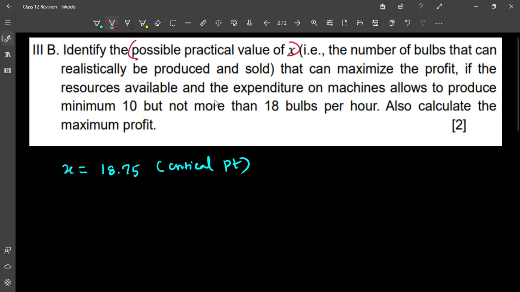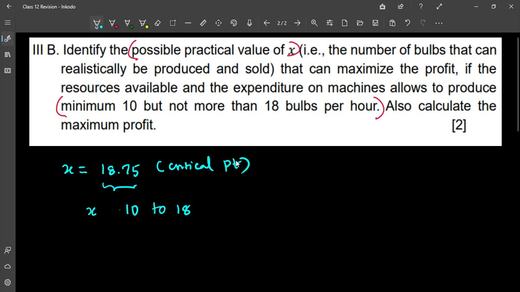The resources available and the expenditure on machines allows us to produce a minimum of 10 but not more than 18 bulbs per hour. So that would mean here x can be from 10 to 18, which means we cannot exceed 18, so x has to be a maximum of 18.